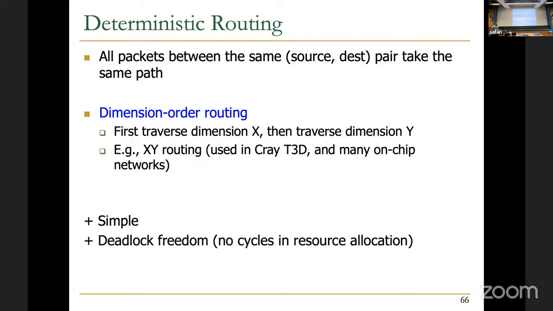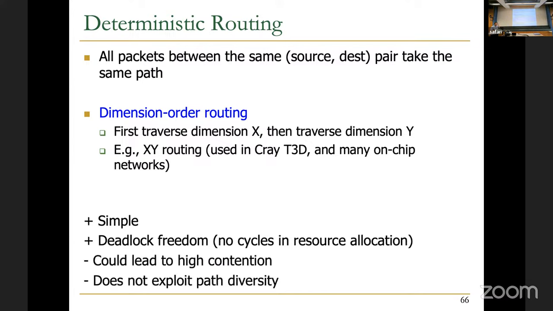So it is simple, and it also doesn't have deadlock, so no cycles in resource allocation. We're going to briefly see deadlock soon. But it could lead to high contention because you have only one path, and it does not exploit path diversity. It's also not good for fault tolerance. Since you have only one deterministic path for a source-destination pair, if that path for some reason is not available, some links are faulty, you cannot reach your destination anymore, even though there are other paths that connect the source to the destination, but your routing algorithm is not intelligent enough to use them.